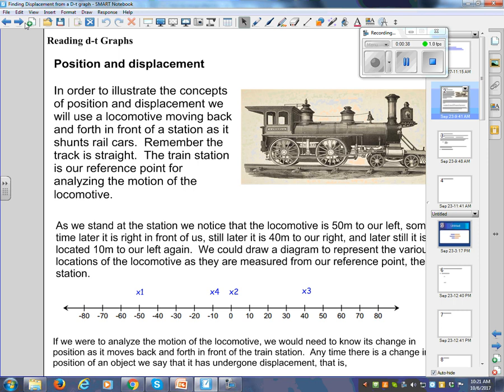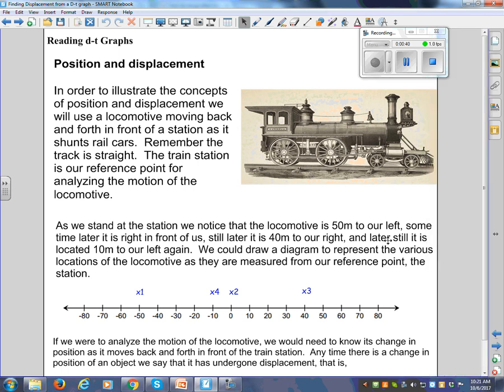As we stand at the station, we know that the locomotive is 50 meters to our left. Sometime later it's in front of us, still later 40 meters to our right, and later still 10 meters to our left again. We can draw a diagram to represent the various locations of the locomotive as they are measured from a reference point at the station.